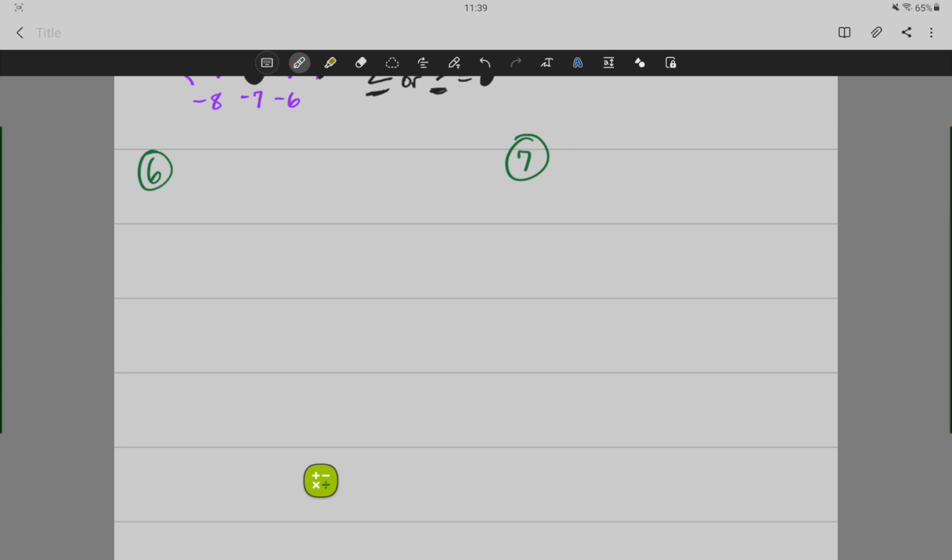Number 6. For each babysitting job she does, Natalia charges $8 for each hour, X, that she works, plus $5 for bus fare. She wants to earn at least $29 for her next babysitting job. What is the minimum number of hours she must work? Okay, so again, read it piece by piece.